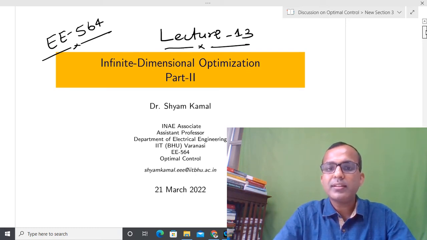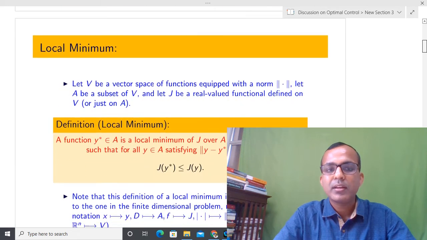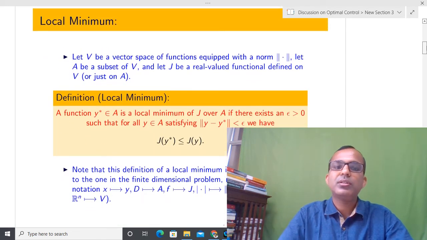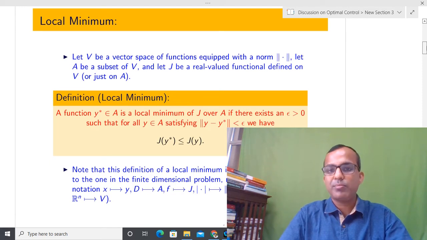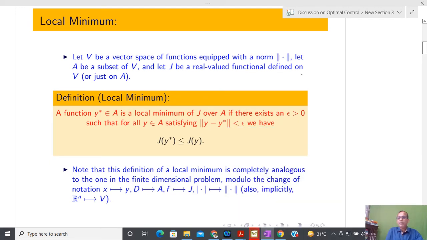So let us start by talking about the infinite dimensional problem. What we found is that I have some kind of functional, a real valued functional. So I have some j, and here y is nothing but some kind of function. y comes from a vector space where the elements of the vector space are functions.